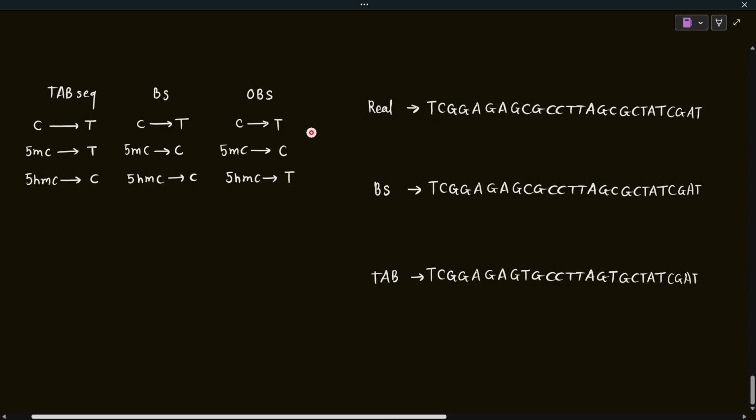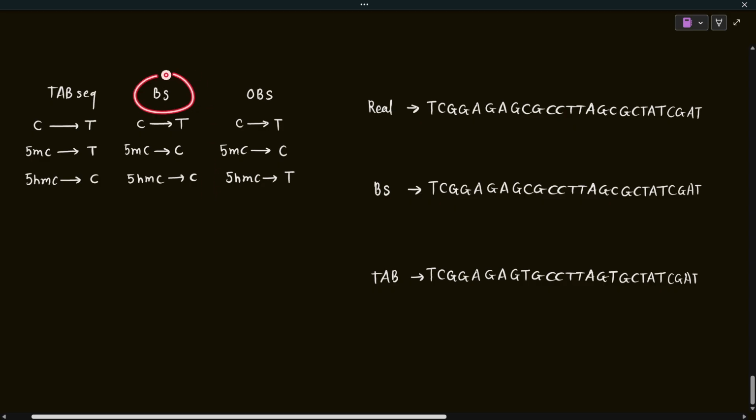So, till now we have learned about different methods for detection of 5-methyl cytosine and 5-hydroxymethyl cytosine. We have learned about bisulfite sequencing, oxidative bisulfite sequencing, and TAB sequencing. So, let's do a quick recap of what those sequencing methods do.